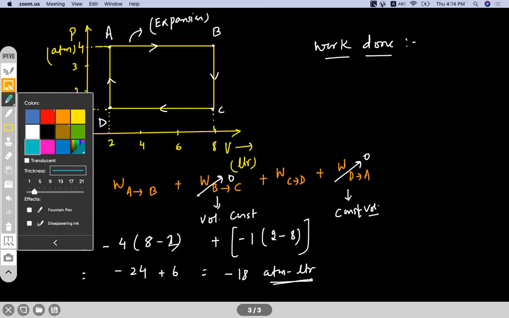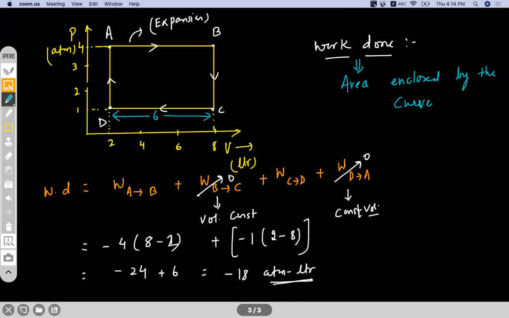Listen to me carefully. Work done when PV graph is given, it is area under the curve. Area enclosed by the curve, or the geometrical figure which is given in the question. Right? So geometrical figure is this. It is a rectangle. Its length is 6 units and the width is 4 minus 1, that is 3. So look at the area here. Area enclosed by the curve, which is length into width, we're getting 18. Right, 18. Unit is obviously ATM liter, the unit that is given in the question.